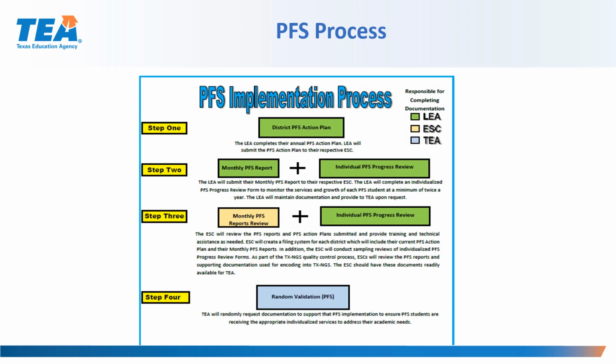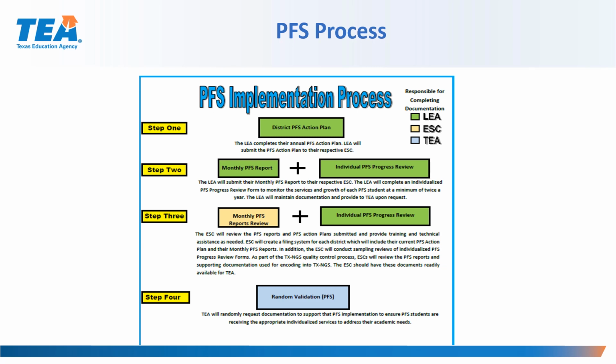PFS process. TEA has developed a PFS implementation process. It's broken down into four different steps and is highlighted by different colors depending on who is responsible: green for the LEAs, beige for the ESCs, and blue for TEA. In the first step, the LEA completes their annual PFS Action Plan and submits it to the respective ESC. Step 2 is running the monthly PFS reports and completing the individual PFS progress review.